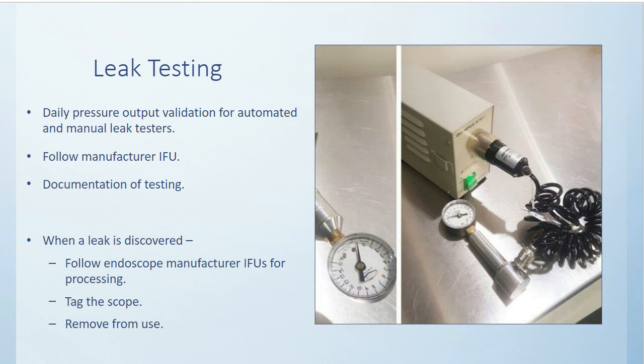Next slide, please. So now the scope's made its way to the processing area. The first task here is leak testing, and that needs to happen every time. Leak testing has to be performed every time a scope is processed before it's manually cleaned. It's the opportunity to prevent not just fluid invasion inside the scope, but bioburden invasion as well. The key here is following every step of not only the endoscope, but the leak tester manufacturer's IFUs, and then removing a scope from clinical use when a leak is detected, regardless of how large or small the leak is perceived to be.